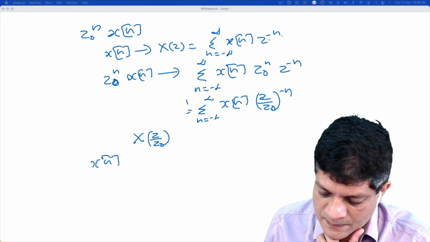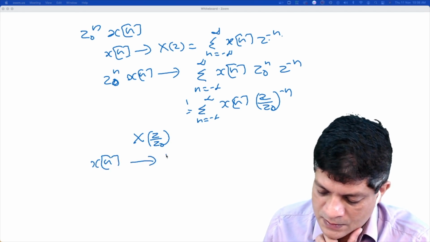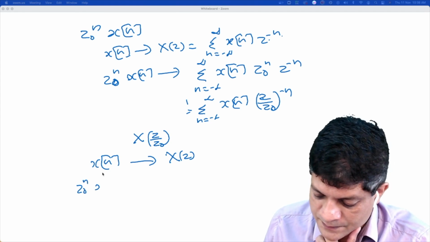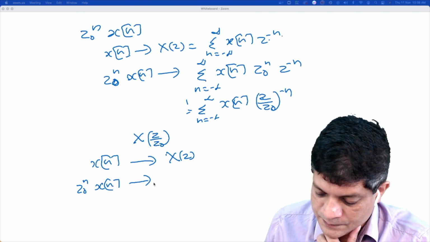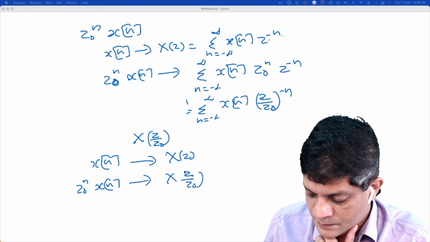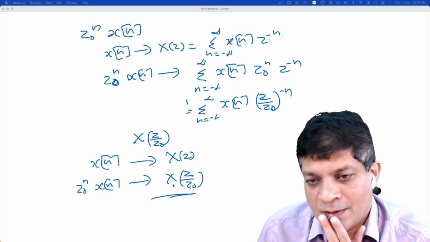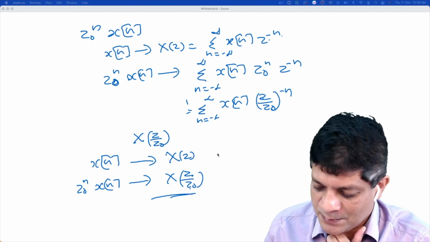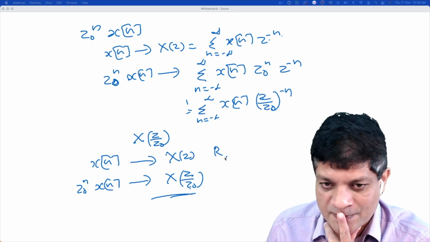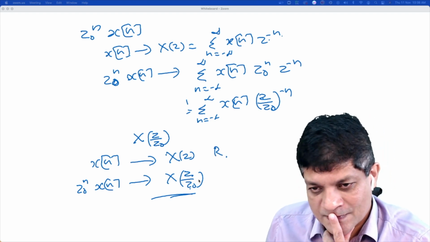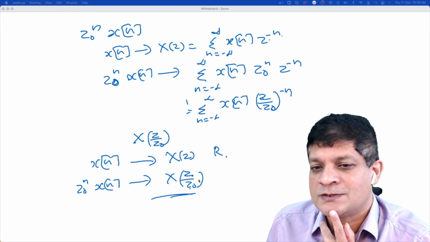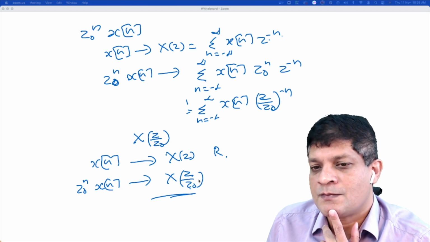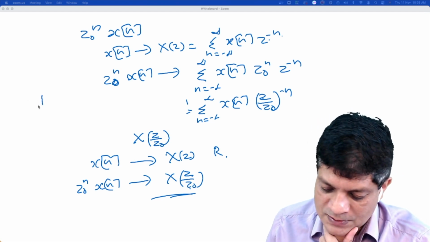If x[n], the z transform is X(z), if you multiply with z naught to the power n, can you tell me about the ROC? Will it change the shape? Suppose R is the ROC. Will it change the ROC? Will the location of the pole change? Change or not? Let us consider it will change.